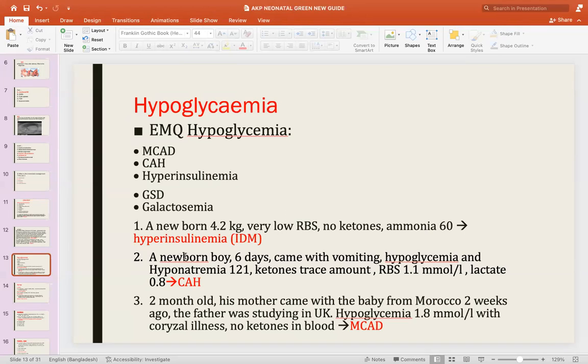Who can tell me why there is hyperinsulinism in an IDM baby? Anyone?